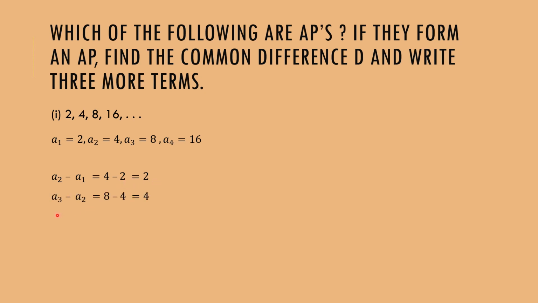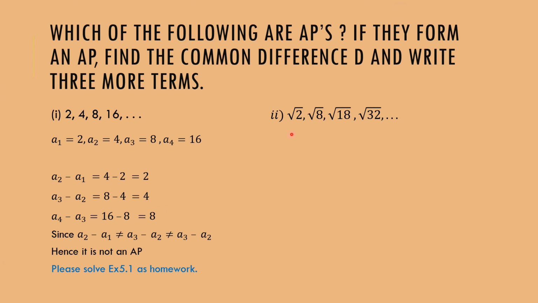Then third term minus second term. So third term is 8, second term is 4. So 8 minus 4, it gives you 4. The last one, A4 minus A3. So 16 minus 8. I'll get the answer as 8. So if you see from first, second, third, the difference is not constant. So it is no more an AP.